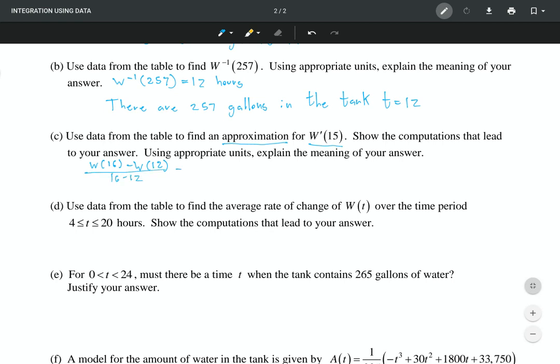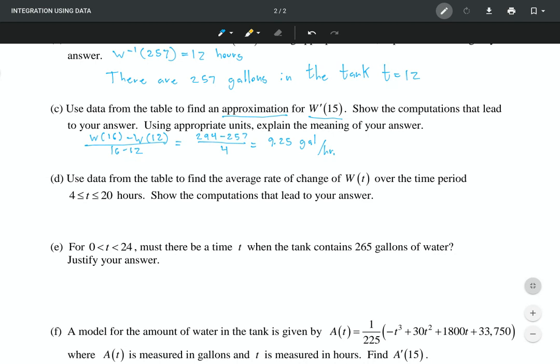All right, so this is going to be 294 if you look at the table. It's going to be 257 over 4. Use your calculator, you get 9.25. Now, what are the units? Think about it. The top part is in gallons. The bottom part is in hours. So this is going to be gallons per hour.